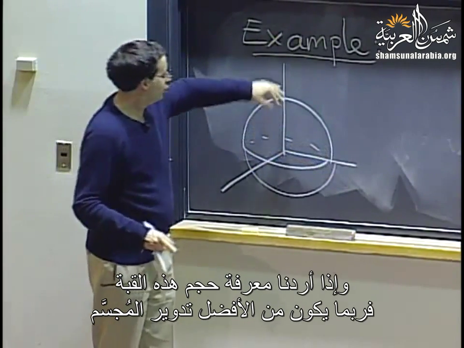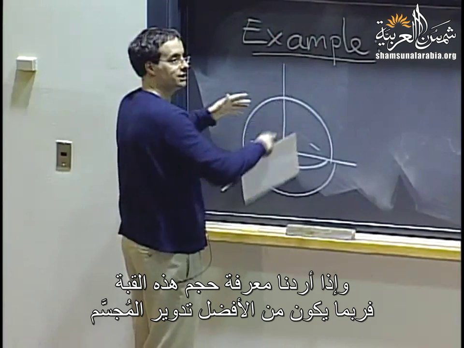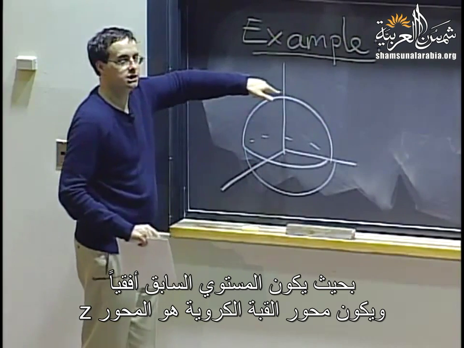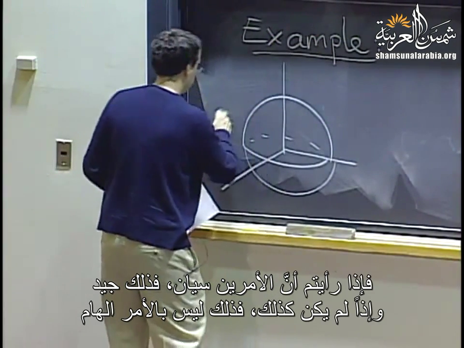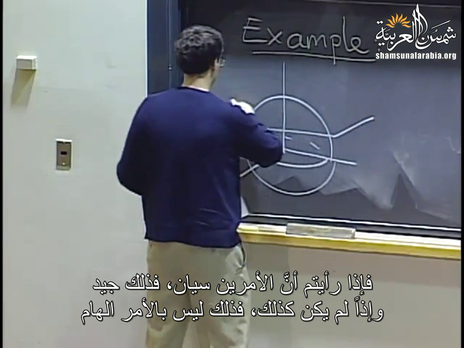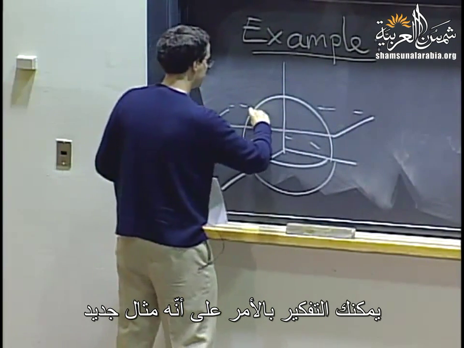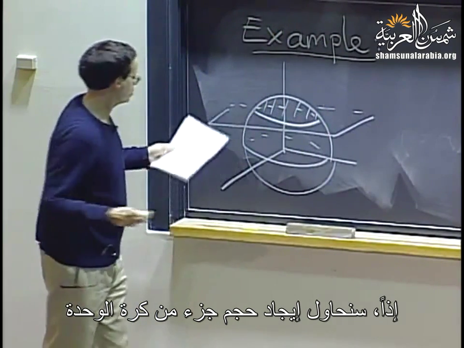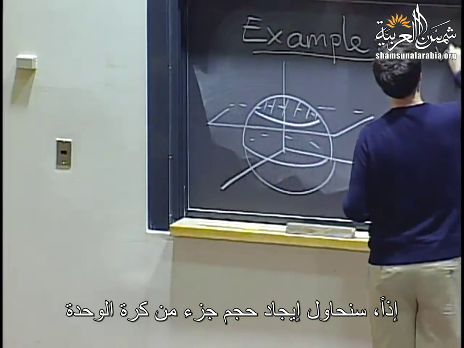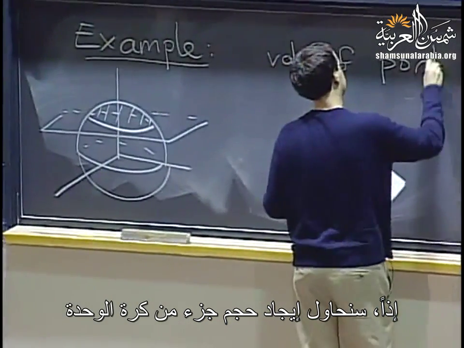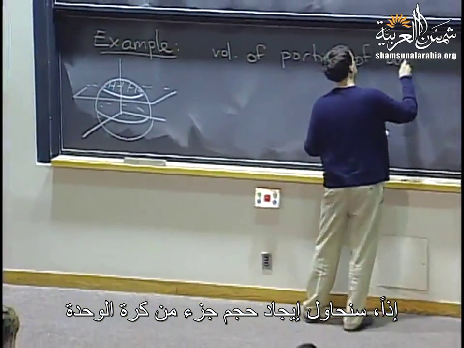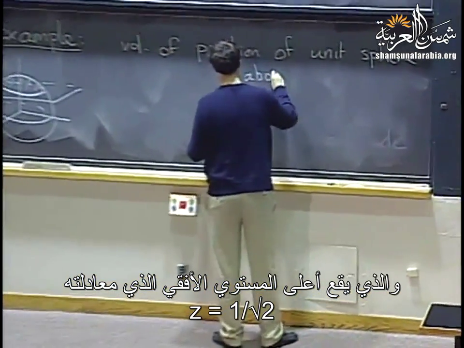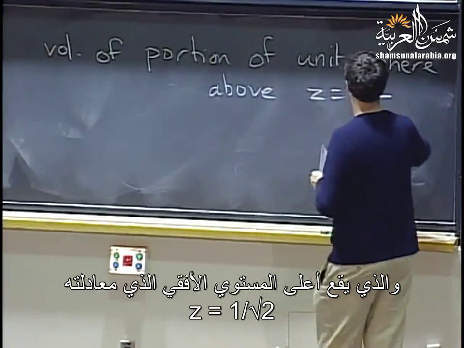And if I just want to find the volume of this cap, then maybe it makes more sense to rotate things so that my plane is actually horizontal and things are going to be centered on the z-axis. So in case you see that it's the same, then that's great. If not, then it doesn't really matter. You can just think of this as a new example. So I'm going to try to find the volume of a portion of the unit sphere that lies above the horizontal plane z equals 1 over root 2.